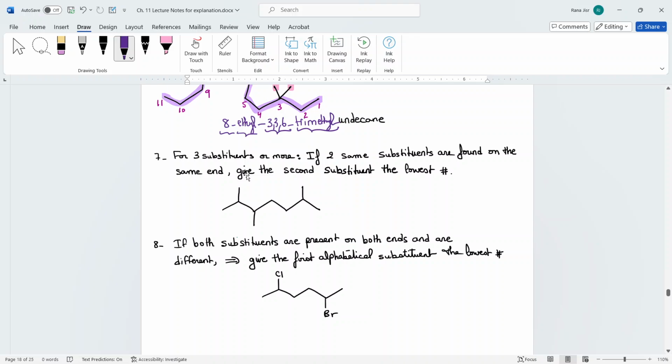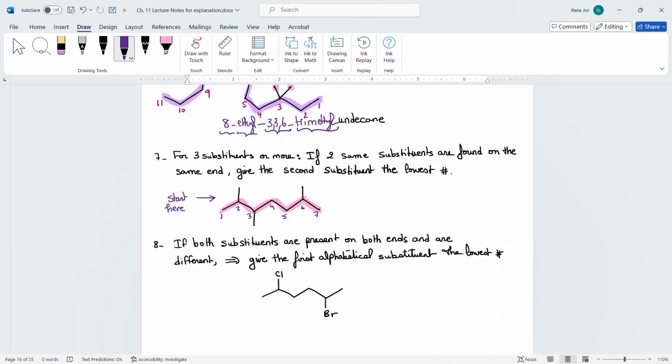In this case, you want to give the second substituent the lowest number. So this is going to force you to simply start from here. So we're going to start here in the numbering. That's going to be 1, 2, 3, and choose your longest carbon chain that's highlighted. This is 4, 5, 6, and 7.